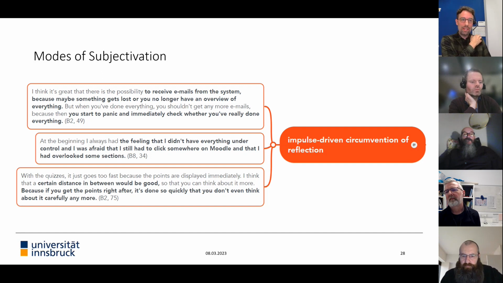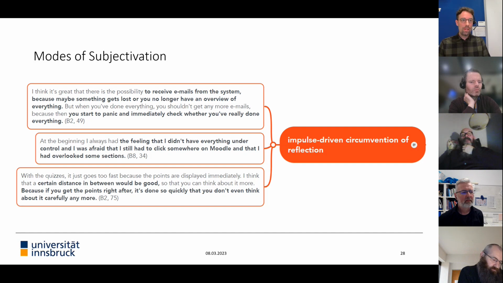Interesting is that the student from the first quote also problematizes this real-time feedback in the third quote and says these quizzes, this real-time feedback you get just goes too fast because the points are displayed immediately. And I think that a certain distance in between would be good so that you can think about it more. Because if you get the points right after, it's done so quickly that you don't even think about it carefully anymore. So we see there in the data a reduction of possible reflection of students.